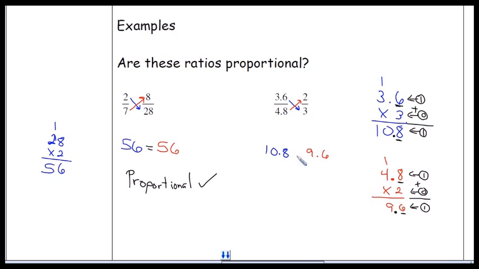Are these two numbers equal? Are the cross products equal to each other? And the answer is no. So this is the symbol for not equal to. It's an equal sign with a slash through it. Okay, and we're going to write the word non-proportional. Okay, and that's how we know that they're not proportional.